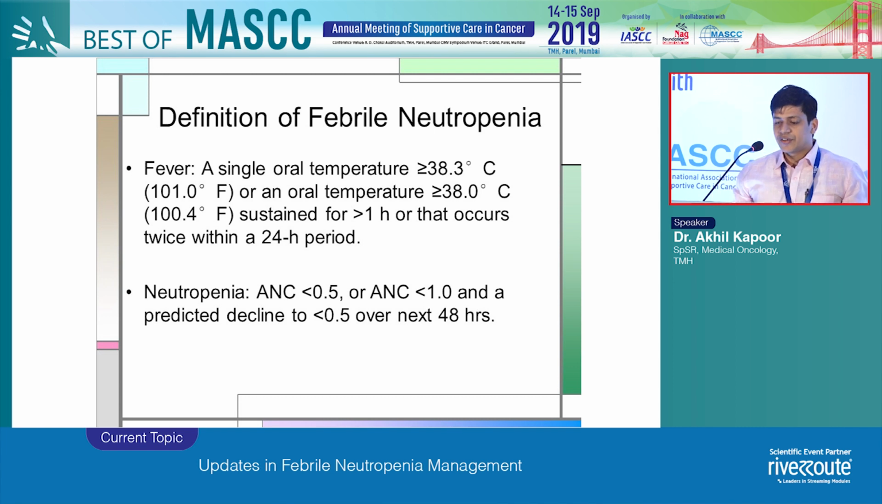Starting with the definition of febrile neutropenia: a single oral temperature of more than 101 degrees Fahrenheit, or an oral temperature of 100.4 degrees Fahrenheit sustained for an hour or that occurs twice within a 24-hour period, and neutropenia of ANC less than 500, or ANC less than 1000 but tending to decline to less than 500 in the next 48 hours.